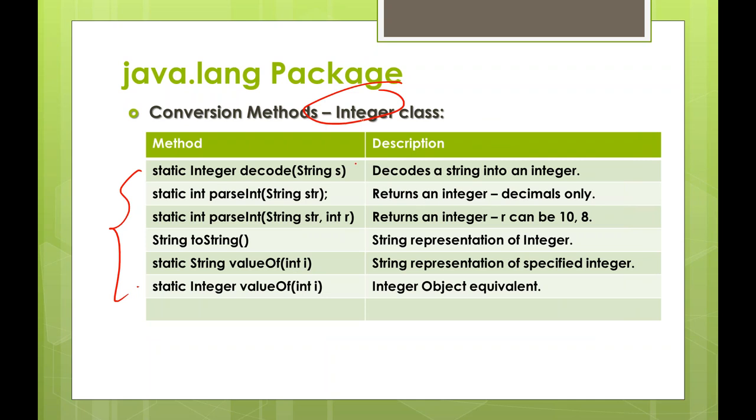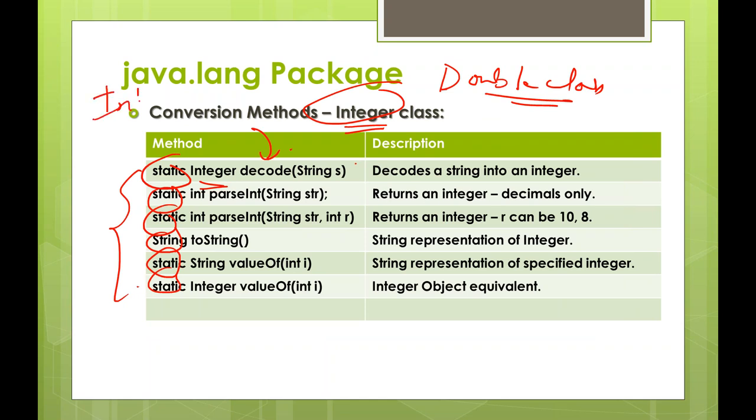These are similar to any other data type. Notice that all these things are static methods. Without instantiating any object of this integer, you can call these methods. Say for example, if you want to call decode, you can call Integer.decode. These are all utility methods.